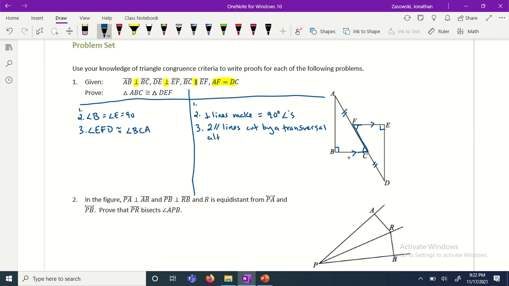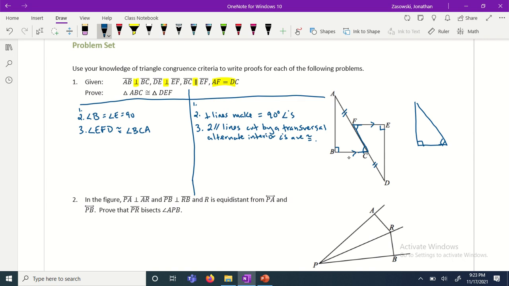Okay, alternate interior angles are congruent. Okay. Now we need to get something else equal. We have two angles. So if you look at the triangle, we only know that this angle and this angle, and we have a portion of this side. So we don't have enough to get congruent.